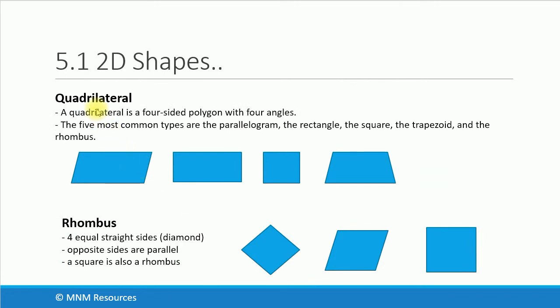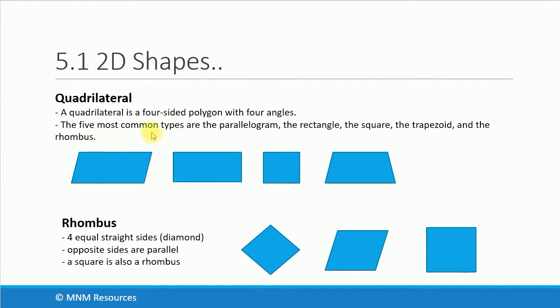Let's look at some more 2D shapes. Quadrilateral. Quad is usually defined for 4. So this means a shape with 4 sides. A polygon is any closed shape. So a quadrilateral is a 4-sided polygon with 4 angles. These are all different types of quadrilateral shapes.